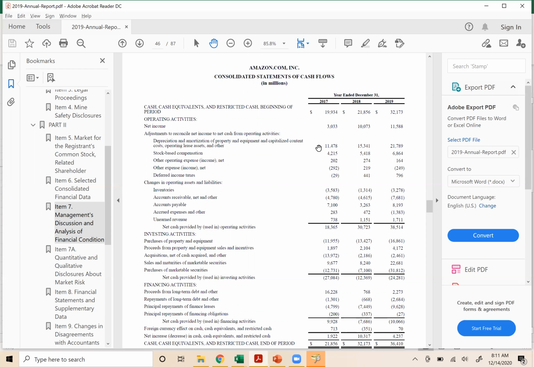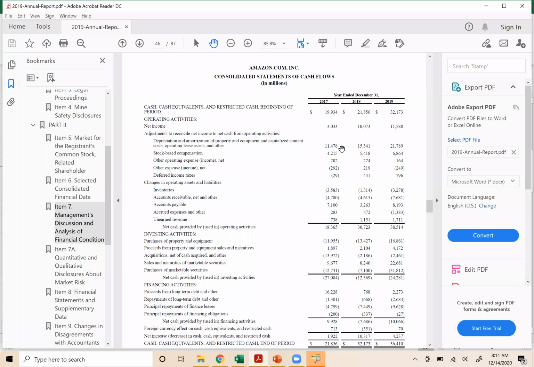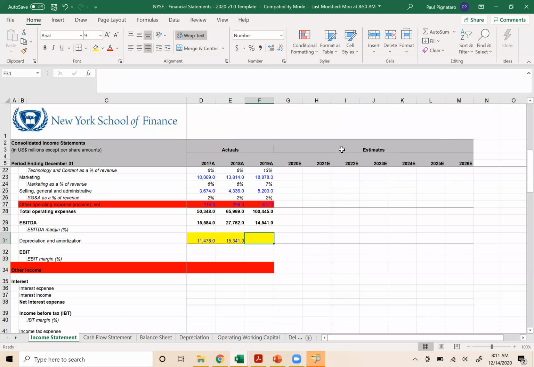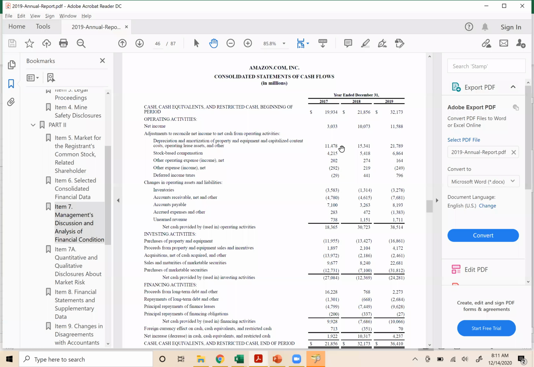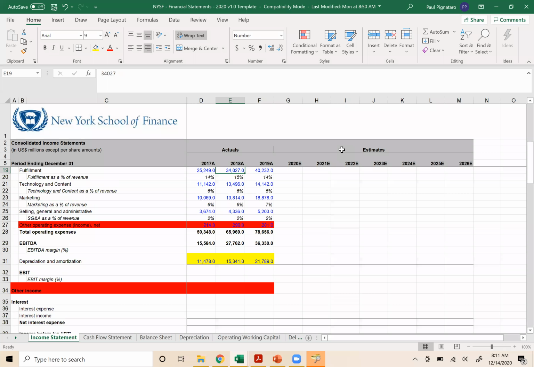So what I know, at least for the beginning, is I can use these numbers for depreciation. So let's do that. 11,478 for 2017. 15,341 for 2018. And 21,789 for 2018. Now, did I cheat here? I cheated. You notice these numbers changing because I've already jumped ahead and put in a formula that we're going to talk about.